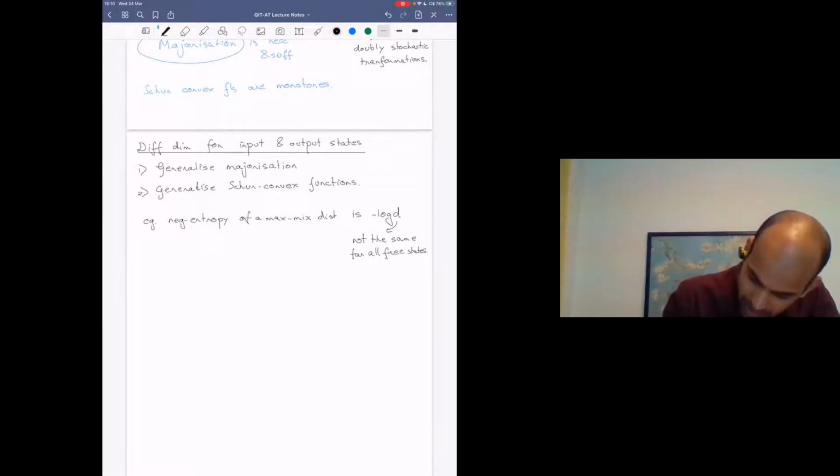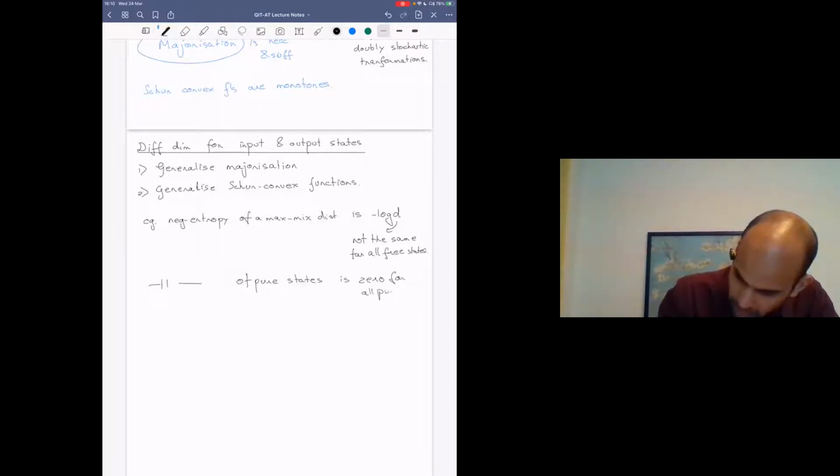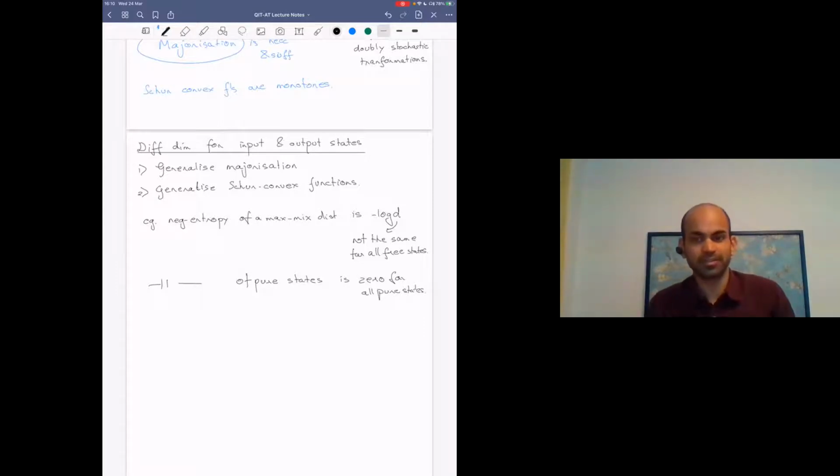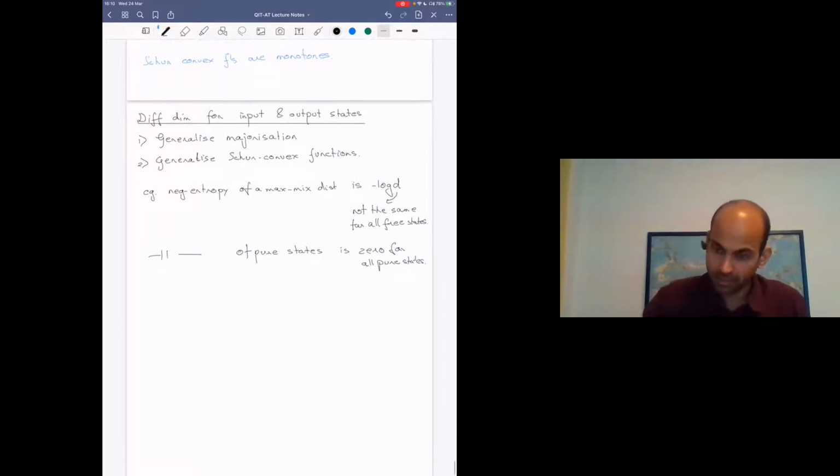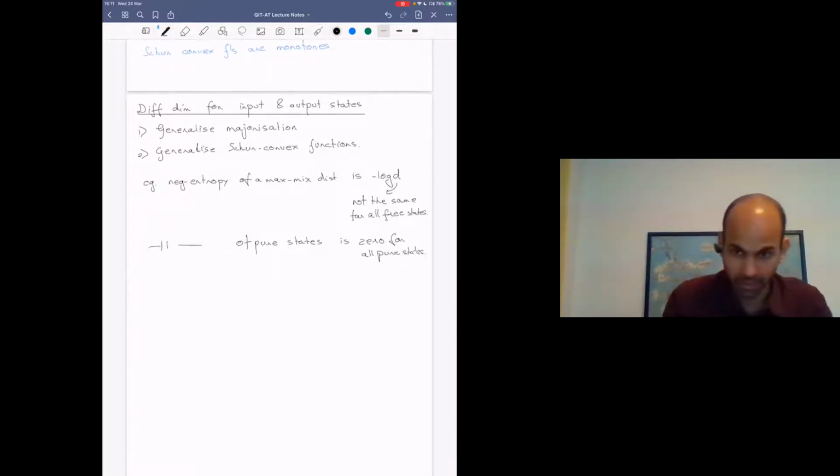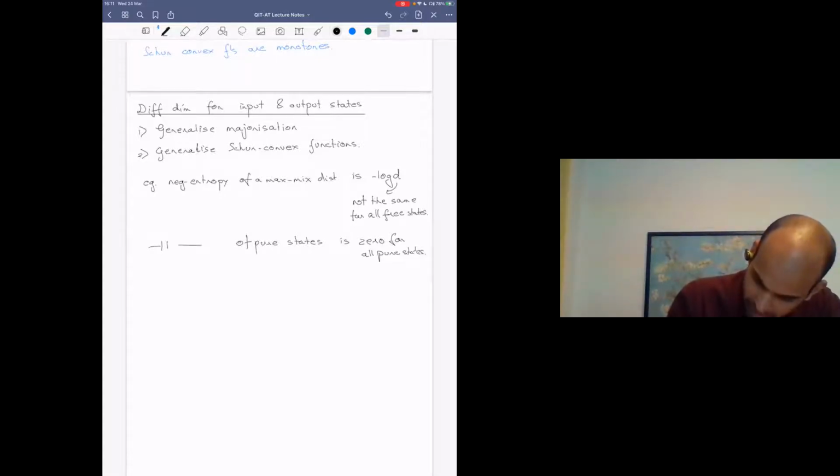You can also see this in the case of pure states. So the negative entropy of pure states is 0 for all pure states. But in fact, pure states of different dimensions are not equivalent under the theory of noisy classical operations. And the reason is because the higher the dimension, the more valuable it is. A simple example is the following.